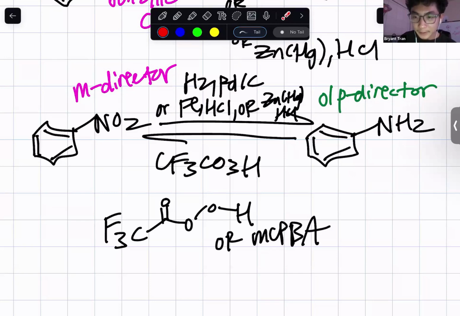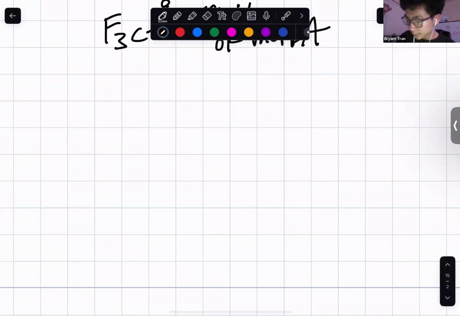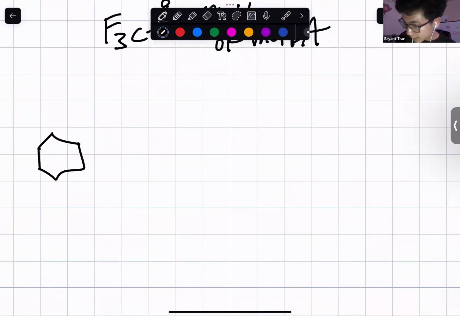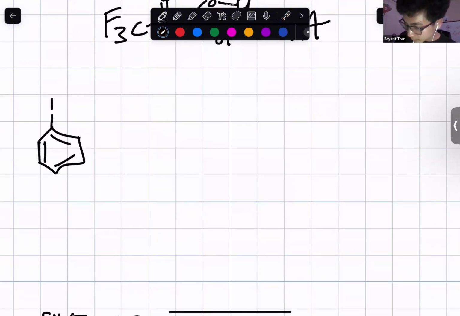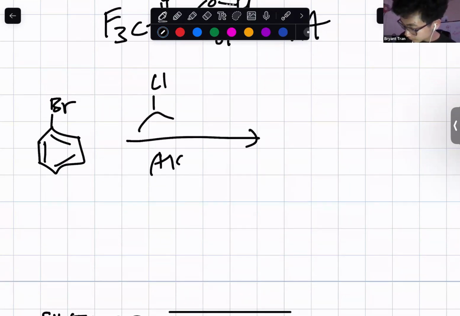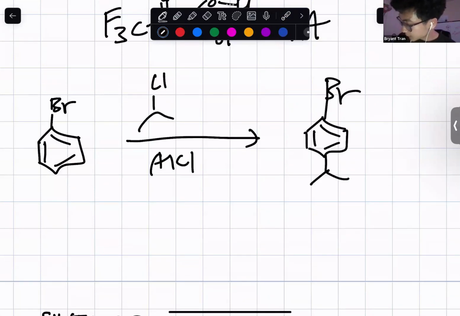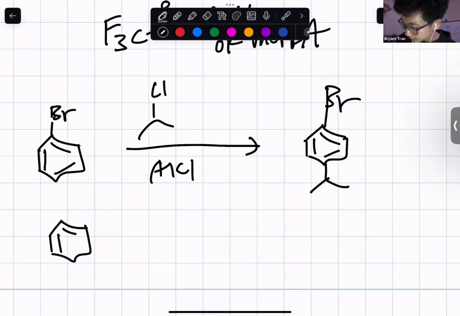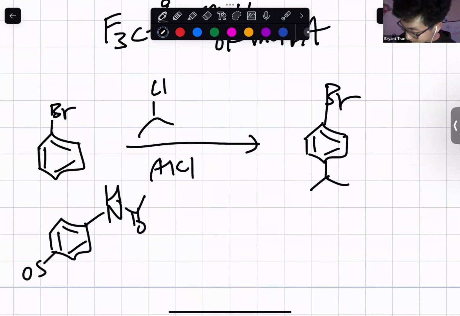Can Friedel-Crafts happen on slightly deactivated rings? Yes, Friedel-Crafts can work on slightly deactivated rings. So for example, if you have a benzene here with a halogen, like Br, you could do a Friedel-Crafts reaction. Right. If you have a benzene with a strong EDG and an EWG SO3H, you can also do a Friedel-Crafts reaction.